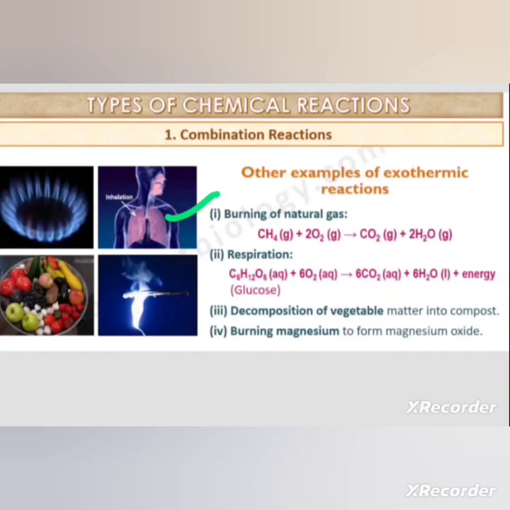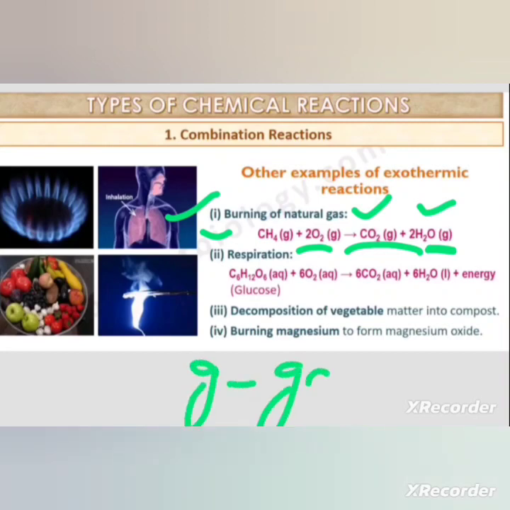So moving further, other examples of exothermic reactions. Burning of natural gas. In a gobar gas plant, methane gas is released after putting the gobar into the plant. Methane is the main component. When it reacts with oxygen, it acts as a fuel to cook food. There is a formation of carbon dioxide gas and water. Both are written with G, which stands for gaseous, a state of matter.